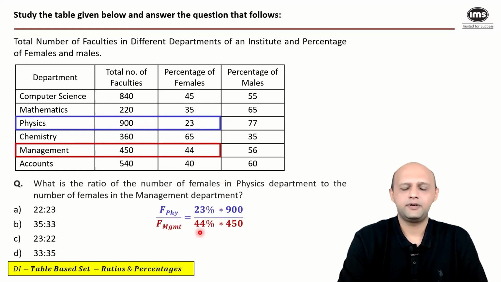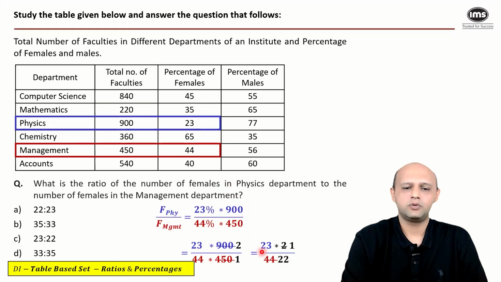23% of 900, 44% of 450. Percentages get cancelled. You'll notice that 450 once, 450 twice will cancel 900. So this becomes 2 is to 44 into 23. So 2 is to 44 is 1 is to 22. So what's the final answer here? The answer is 23 is to 22, which is option C.